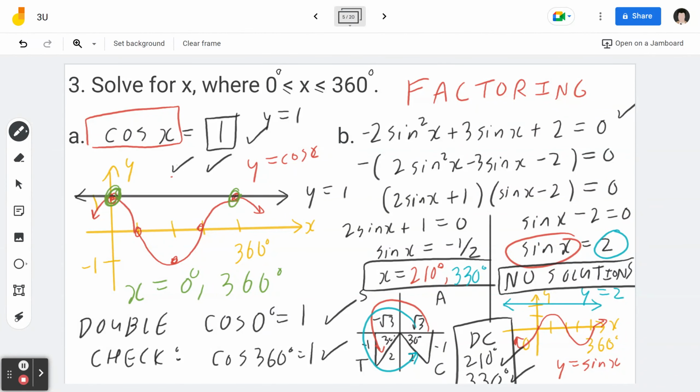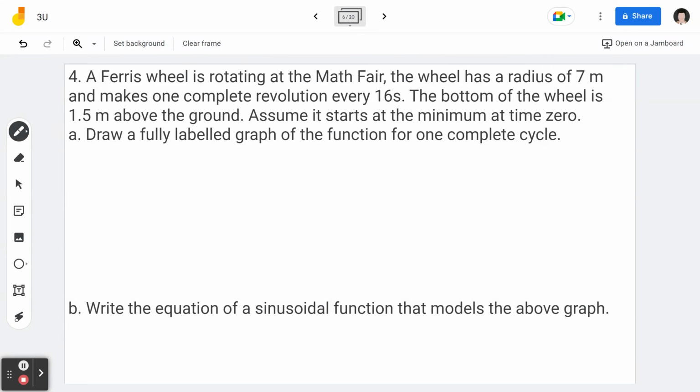Example number 4, word problem. A Ferris wheel is rotating at a math fair. The wheel has a radius of 7 meters and makes 1 complete revolution every 16 seconds. The bottom of the wheel is 1.5 meters above the ground. Assume it starts at the minimum at time 0.